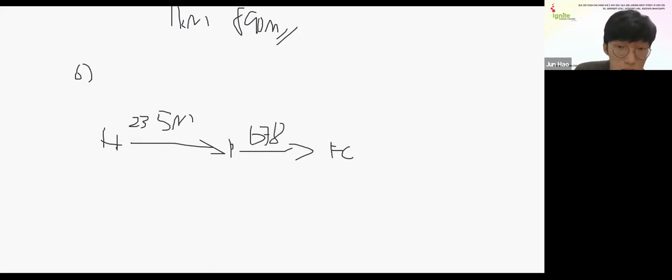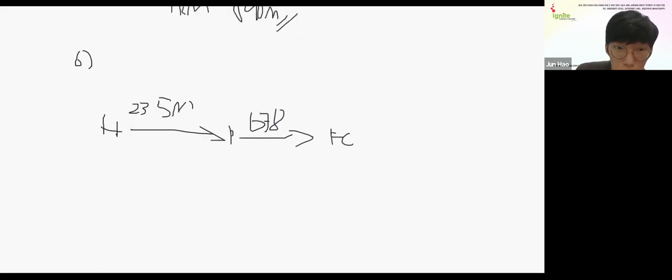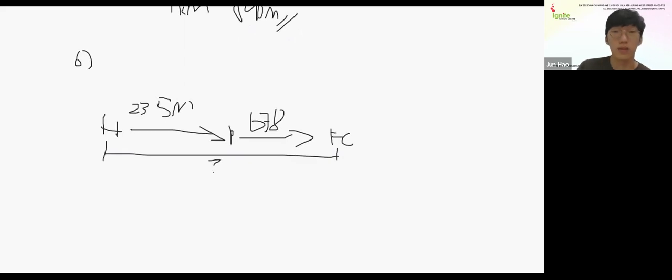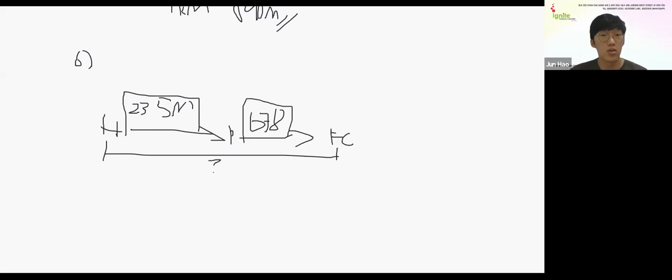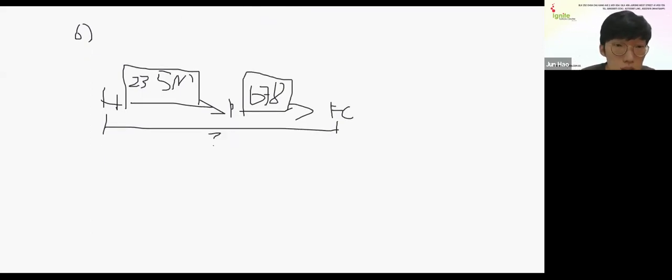Okay, what was the distance that Li Xing walked? So how do we know what's the total distance? We want to find this, right? This big question mark. So how do we find this big question mark? Yep, very good. We just need to add this and add this, right? So you just need to add 235 plus 678. Okay, so this is just simple addition.